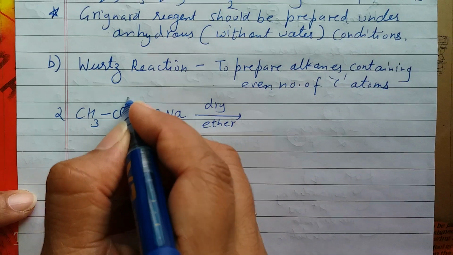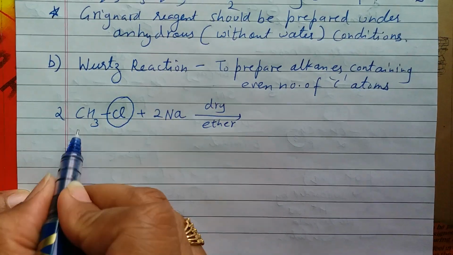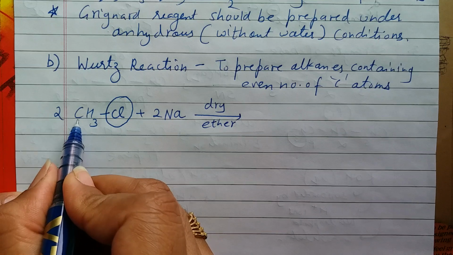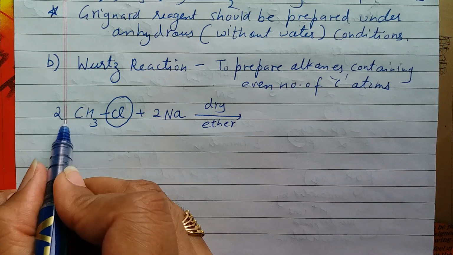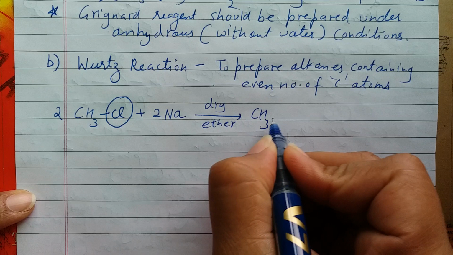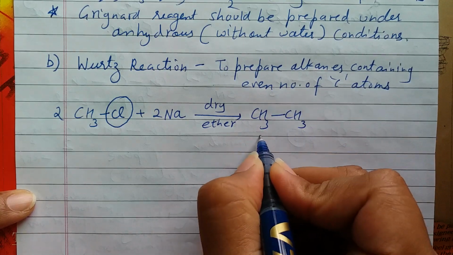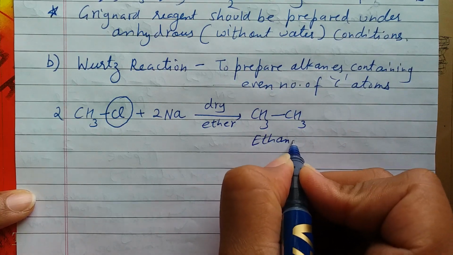Now what you have to do is remove the halogen and see how many methyls are left behind. There are 2 such methyl groups left behind. Connect the 2 methyls. So when the 2 methyls connect to each other, they form an alkane. Which alkane is this one? Ethane.